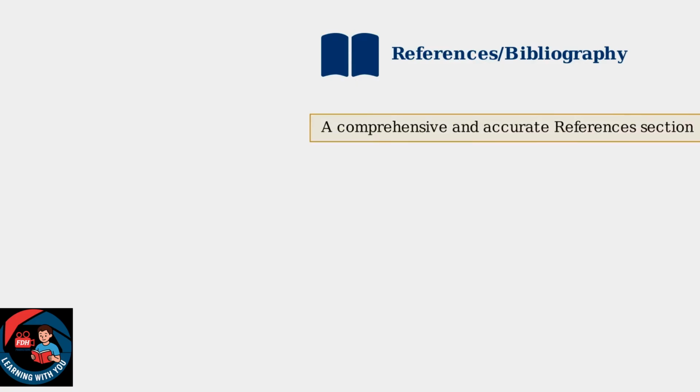The references or bibliography section is a critical component of your dissertation, serving as a comprehensive list of all sources you have cited or consulted during your research. It ensures academic integrity and allows readers to locate and verify the sources you used.